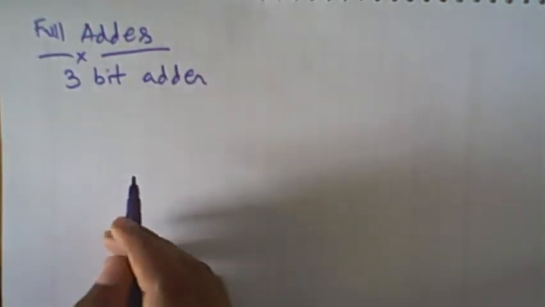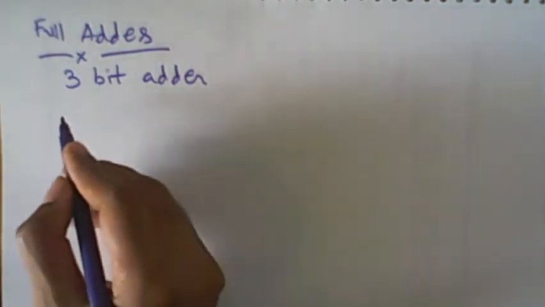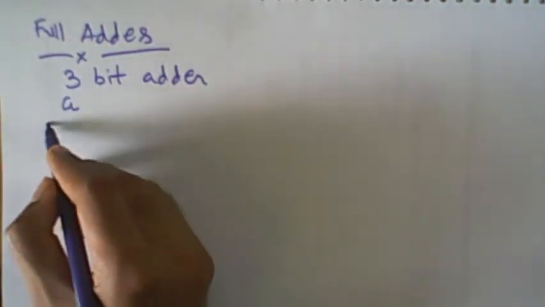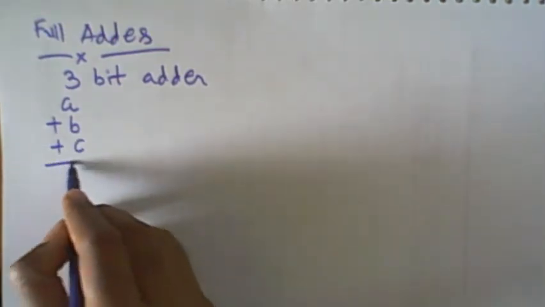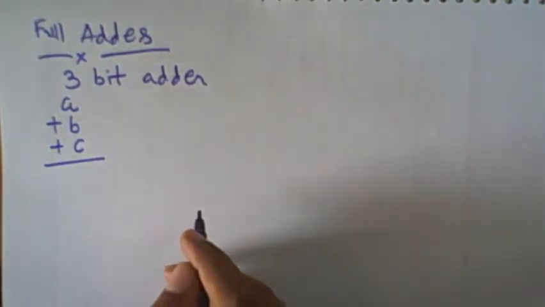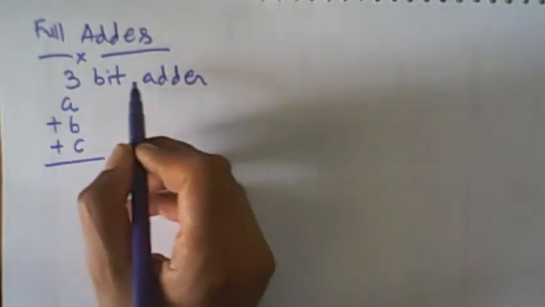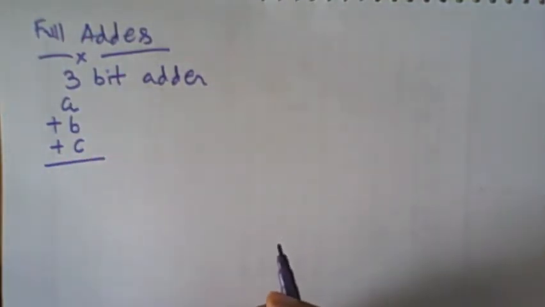A 3-bit adder is called a full adder. Suppose it has A as the first bit, B as the second bit, and C as the third bit. It is an addition of 3 bits, so definitely the input variables are 3. Now we have to find out what output variables are required.